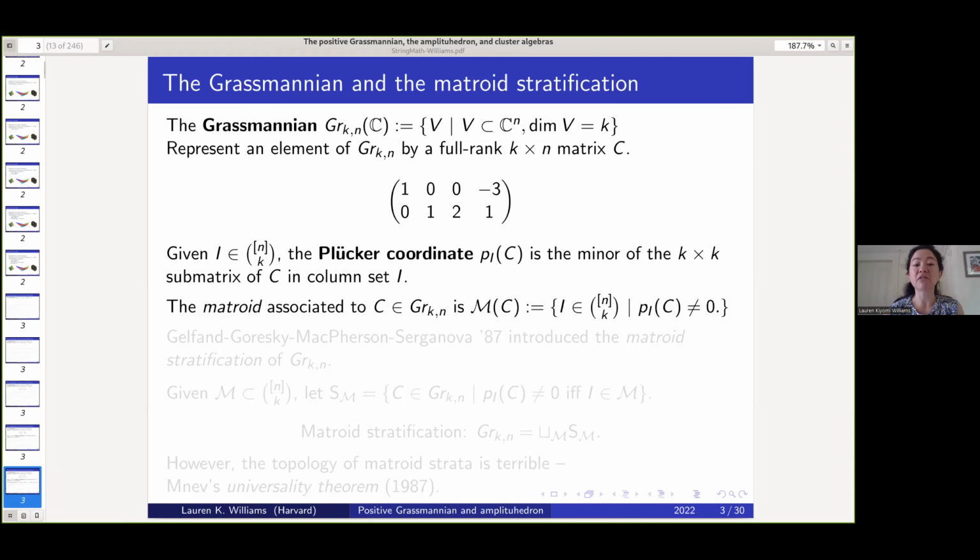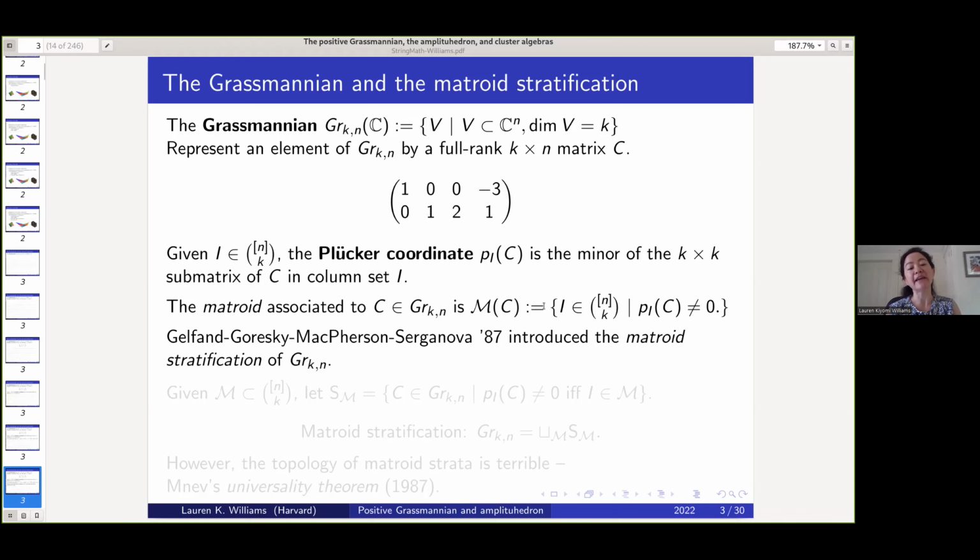Now there's something called a matroid associated to each element of the Grassmannian, or each full rank matrix. For the purpose of this talk, I'm going to define the matroid of C to be the collection of k-element subsets of 1 through n where the Plücker coordinate P_I is non-vanishing. In my little example, the Plücker coordinate P12 equals 1, and so the subset {1,2} is one of the k-element subsets in this collection.